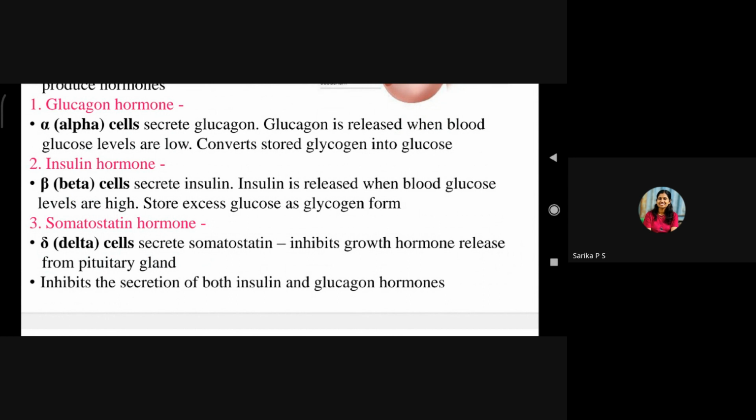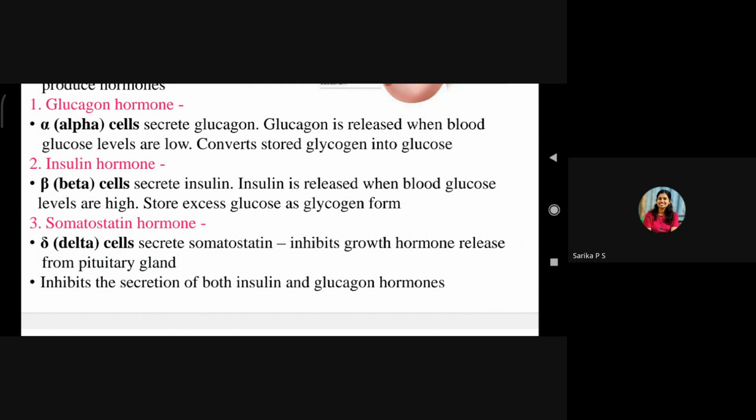Beta cells of pancreas produce insulin hormone, and insulin hormone is released when blood glucose level is high. Next is somatostatin hormone. Somatostatin hormone is produced by delta cells. They secrete somatostatin to inhibit growth hormone release from the pituitary gland.